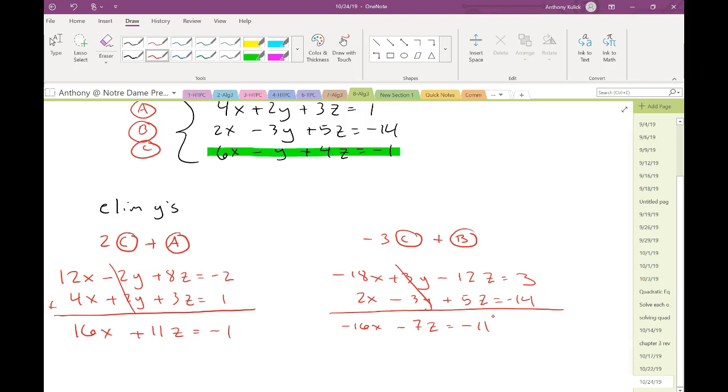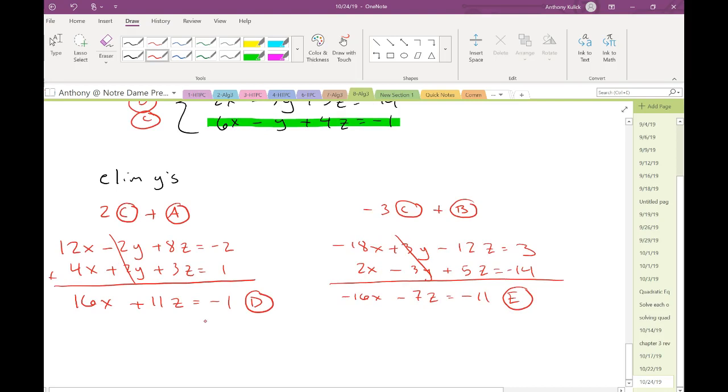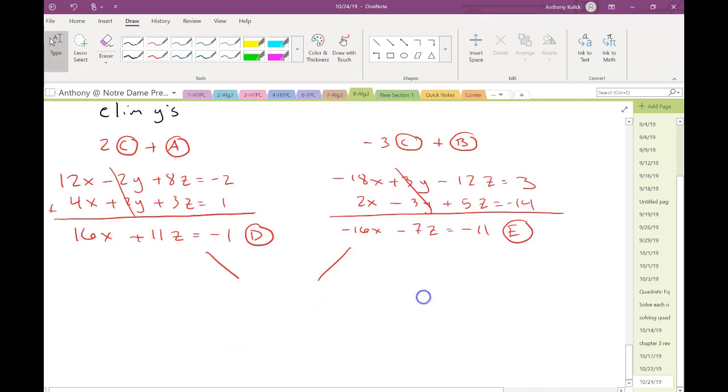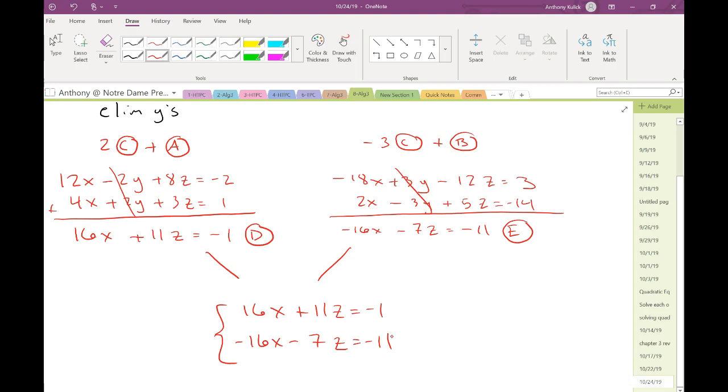Is everybody okay with what we've done there? I'm going to refer to this one as equation D, and this one as equation E. If I take those two equations together, that's going to form a new system of equations. Notice this system has only 2 variables and 2 equations. It's simpler than what we started with.